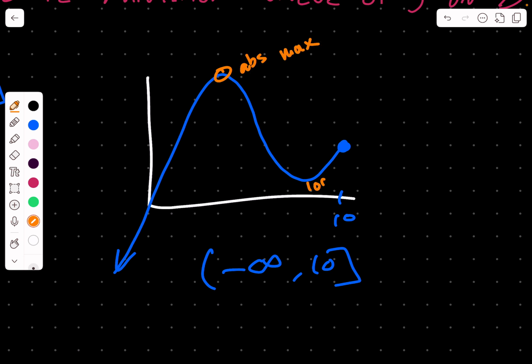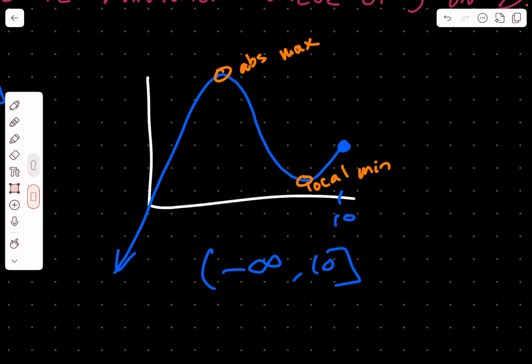This would be our local min right here. That point would be our local min. And then we don't have an absolute minimum because it just keeps going down and down and down forever and ever and ever, infinitely, right? So we can't say that it has an absolute minimum. So in this problem, we only have an absolute maximum and a local minimum, and that is it. That is all we have.